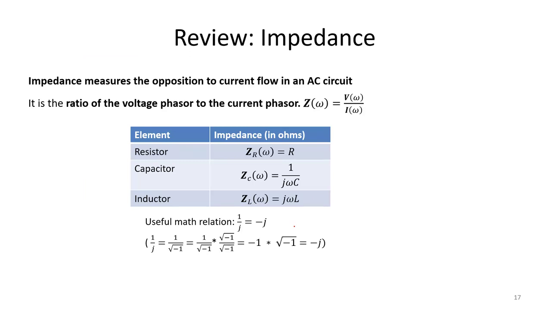One of the important topics we covered in AC circuits was impedance. You'll remember that impedance is analogous to resistance in a DC circuit. Impedance is the ratio of our voltage phasor to the current phasor. So definitely make sure you know how to calculate impedance for resistors, capacitors, and inductors using these equations we've learned. It's also very helpful to remember that math relation in order to convert 1 over j to negative j.